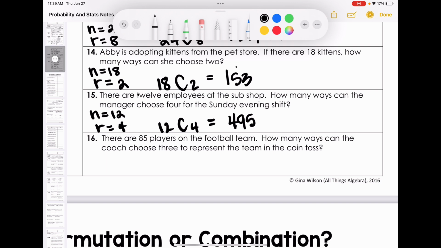And then lastly, number 16, there are 85 players on the football team. How many ways can the coach choose 3 to represent the team in a coin toss? So N is 85, and the coach is trying to choose 3. So 85C3, which gives me 98,778.